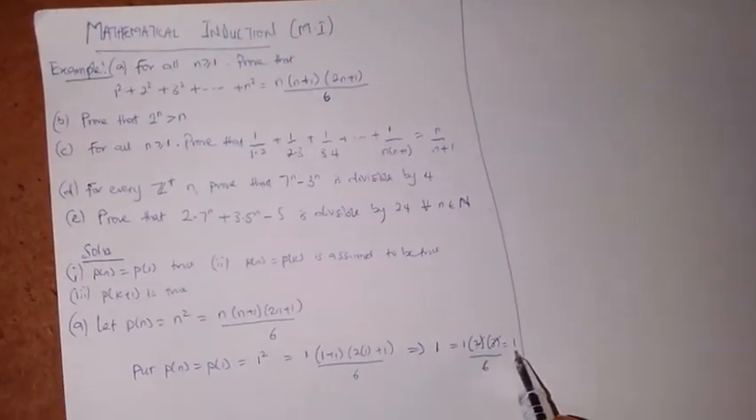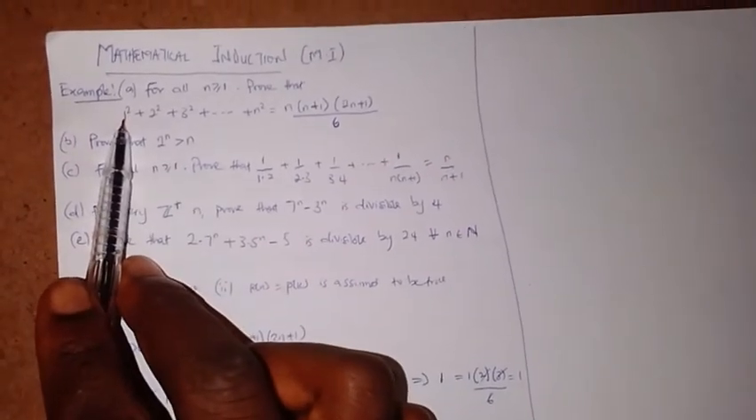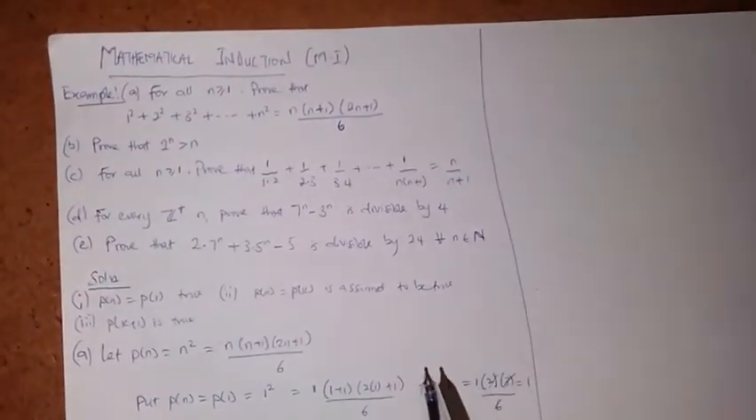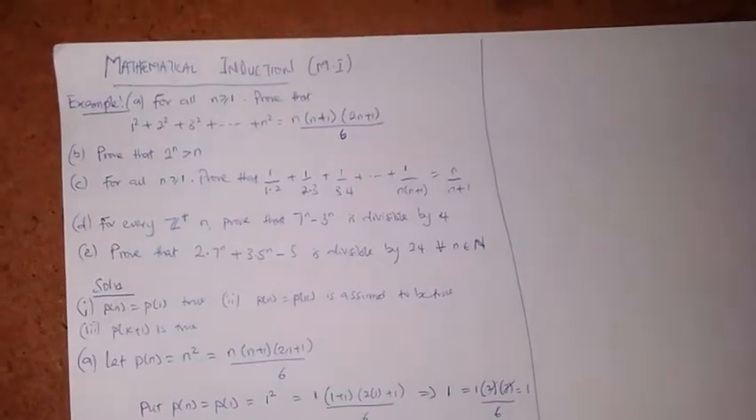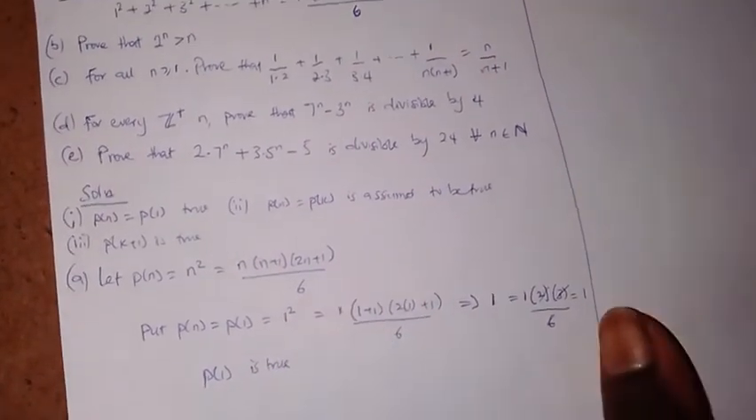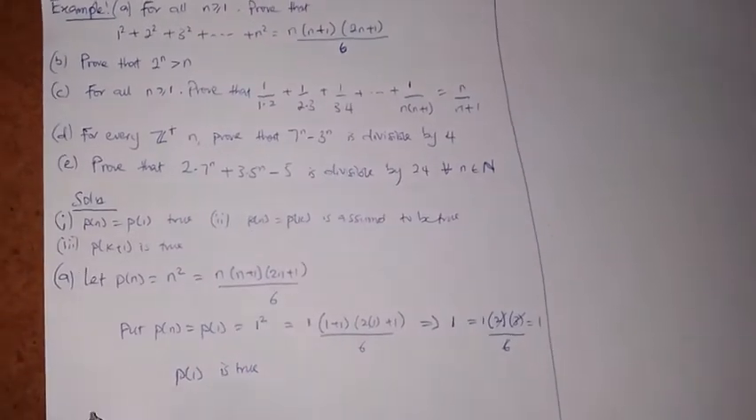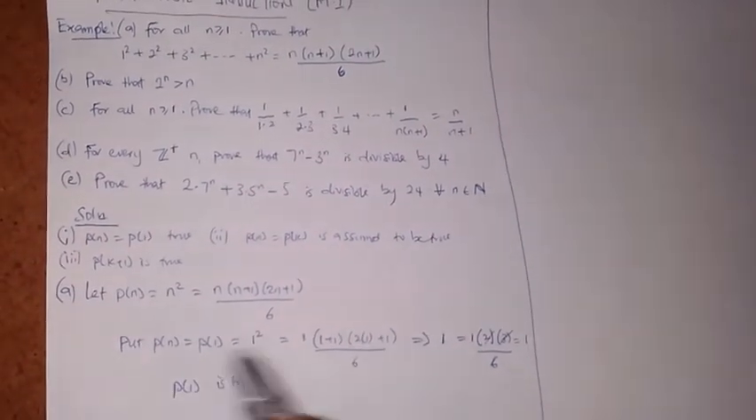So since 1 is equal to 1 and is also equal to 1 when I square this one, then it is true. So in that case, P of 1 is true. Okay, that's for P of 1. Now let's do the second one. So the first case is already completed.